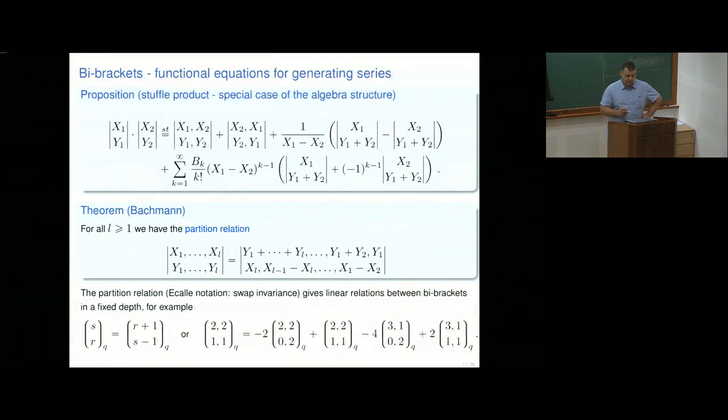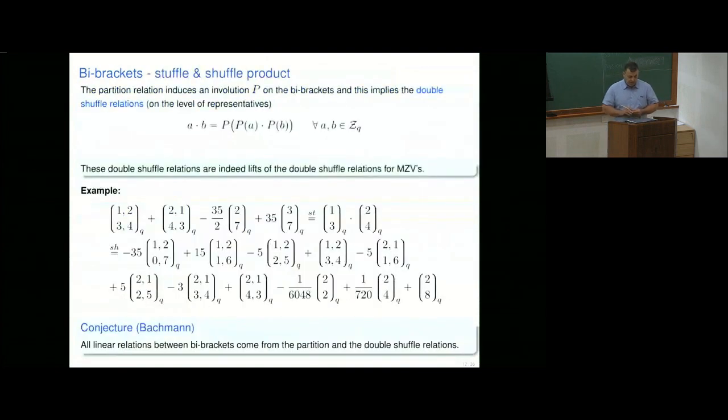So you have these symmetries, and this distinguishes this model among other models for multiple q-zeta values, where you may have just a rule of multiplication but not the second symmetry. And this is a particular point.